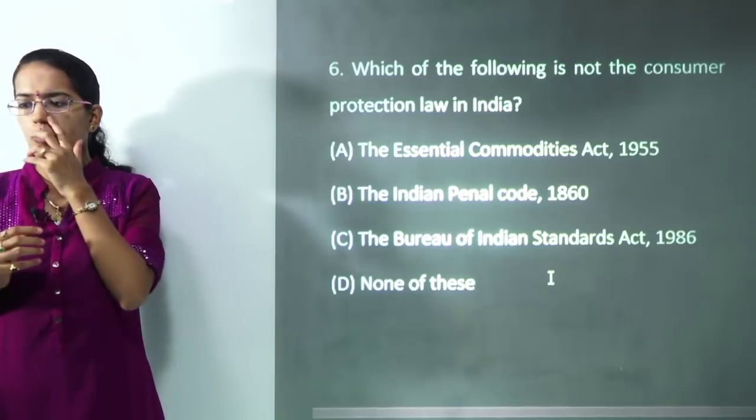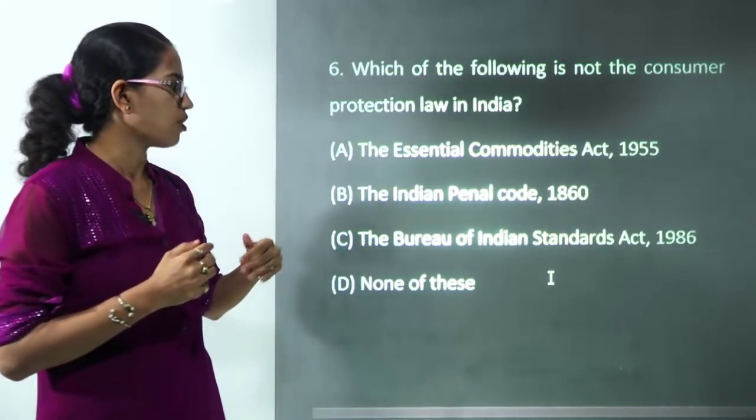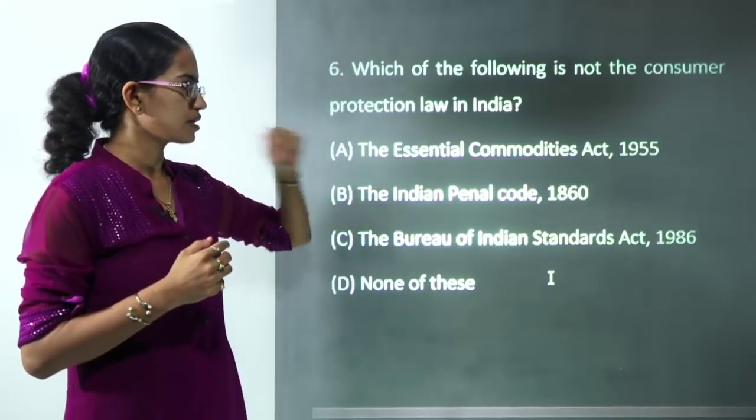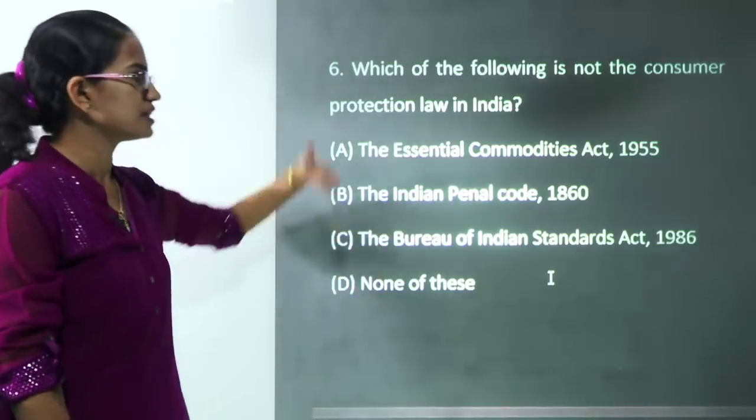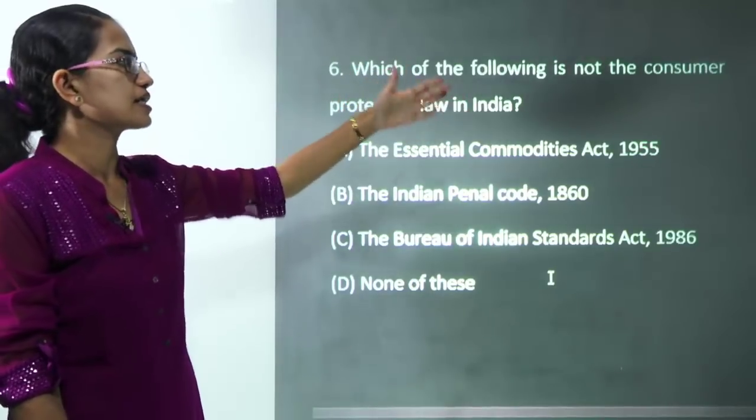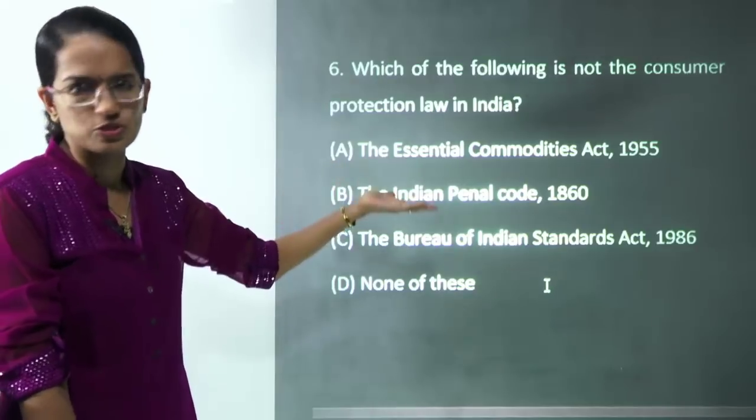D, correct. So basically all of these are the consumer protection law. So it's not only the penal code, the commodities and the Bureau of Standards. So all of these, so you have none of these as the option here, since it's asking not the consumer protection law. So none of these is not the consumer protection law.